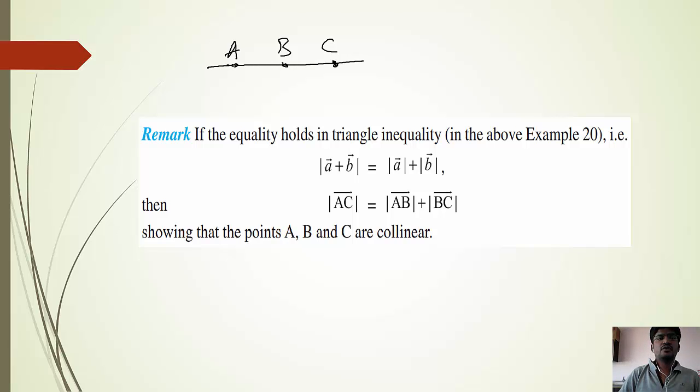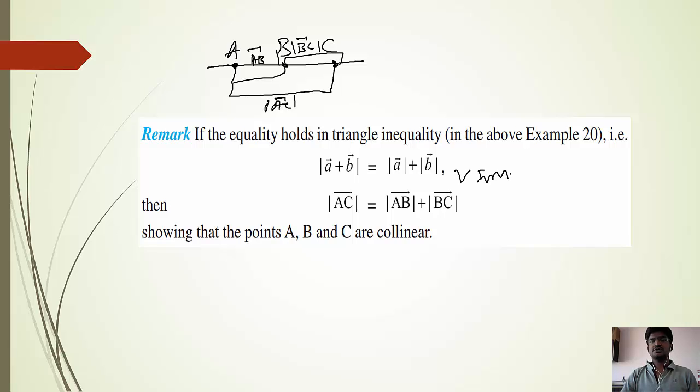the length of AB plus the length of BC must be equal to the length of AC. This is length of AC. This is length of AB. This is length of BC. Clear? So all the points lie on the same line. Therefore, 3 points A, B, C are collinear. So very important, because on this the problems are going to be asked in your board exams. So for that, please remember this remark. Are you clear? Okay.